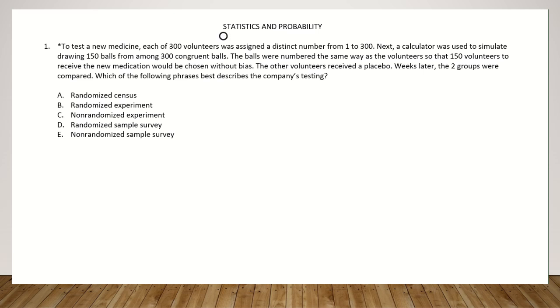To test a new medicine, each of the 300 volunteers was assigned a distinct number from 1 to 300. Next, a calculator was used to simulate drawing 150 balls from among 300 congruent balls. The balls were numbered the same way as the volunteers, so that 150 volunteers to receive the new medication would be chosen without bias. The other volunteers received a placebo. Weeks later, the two groups were compared. Which of the following phrases best describes the company's testing?